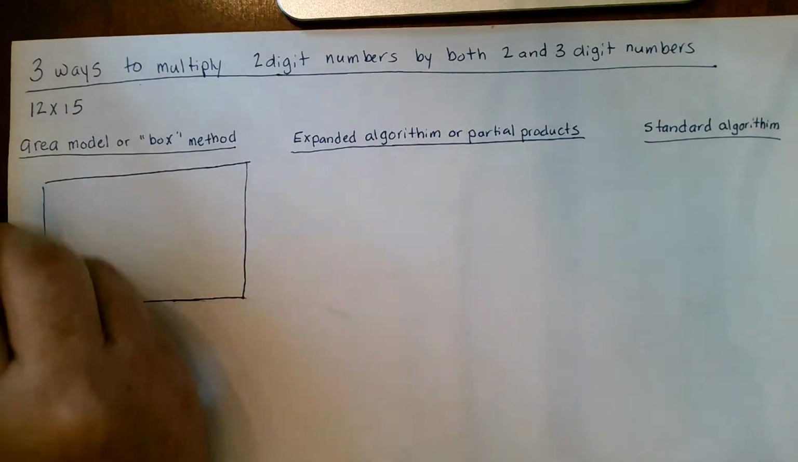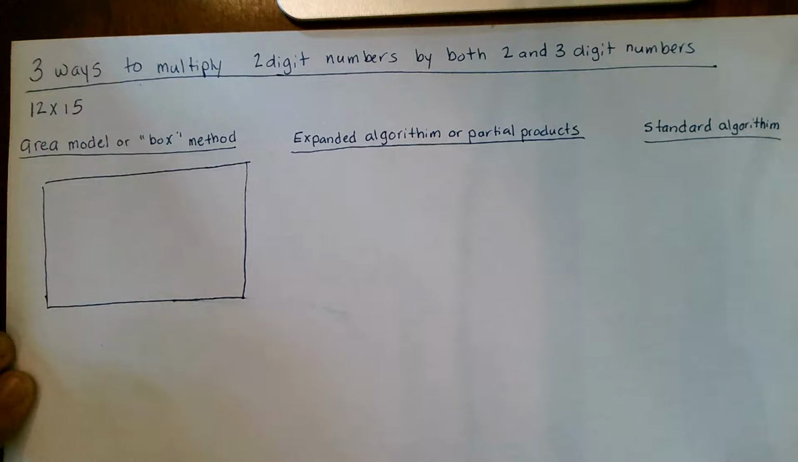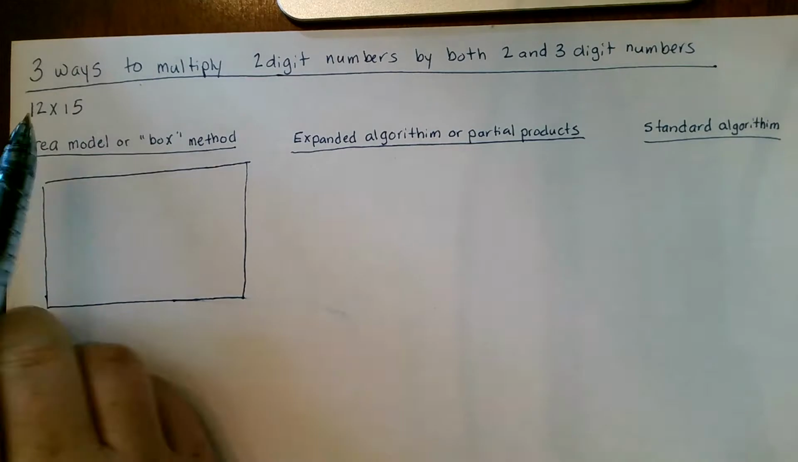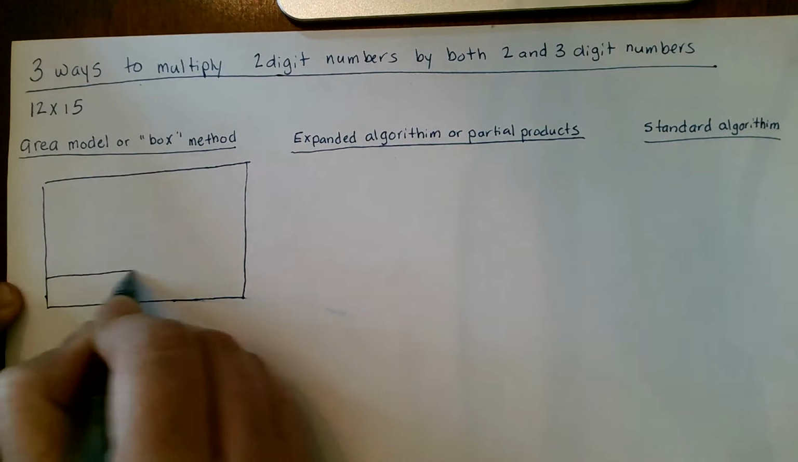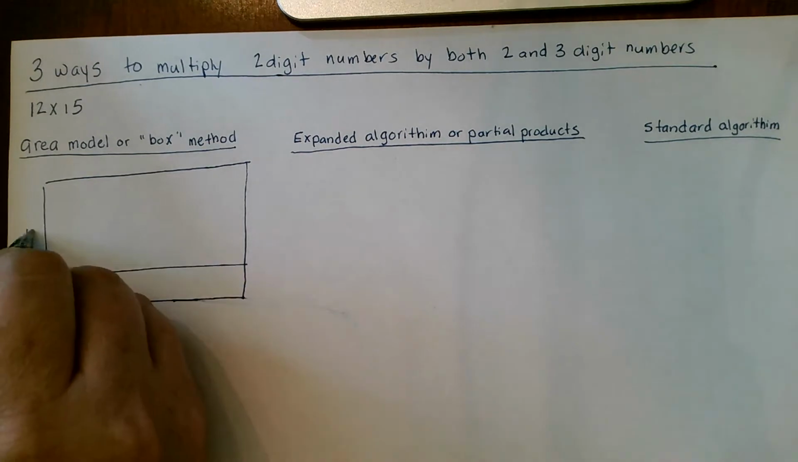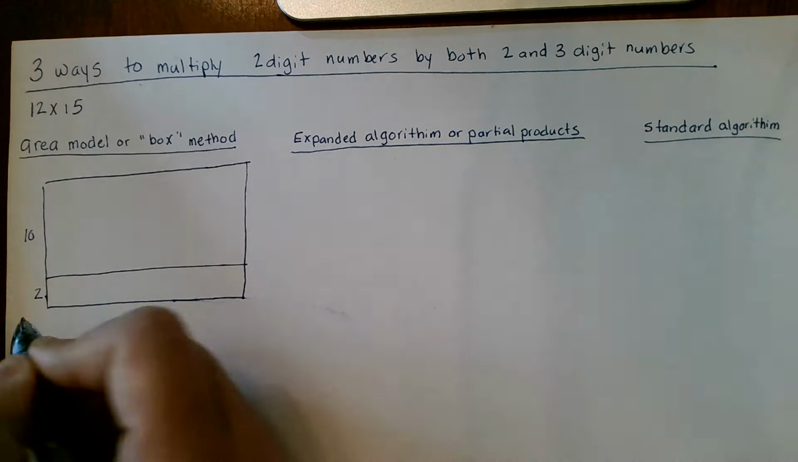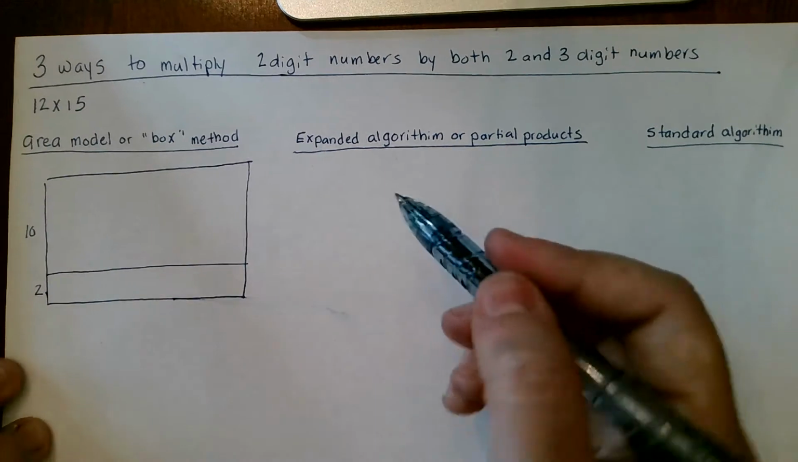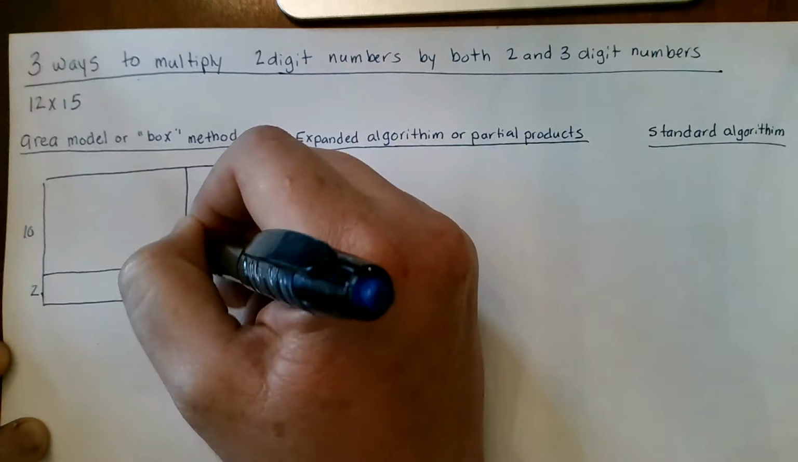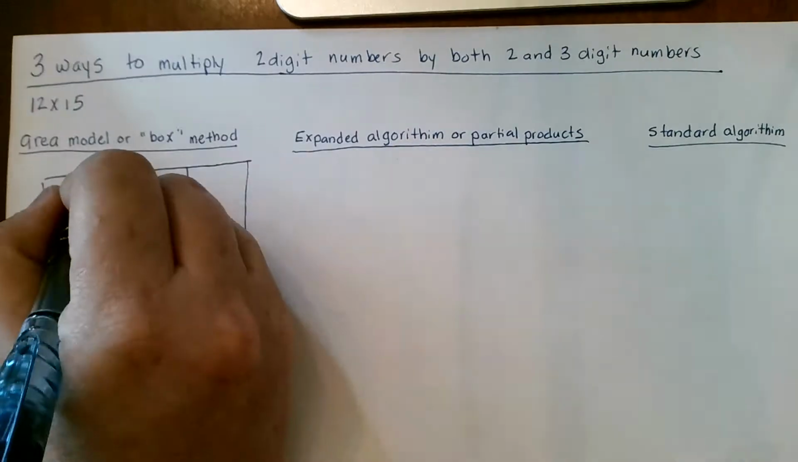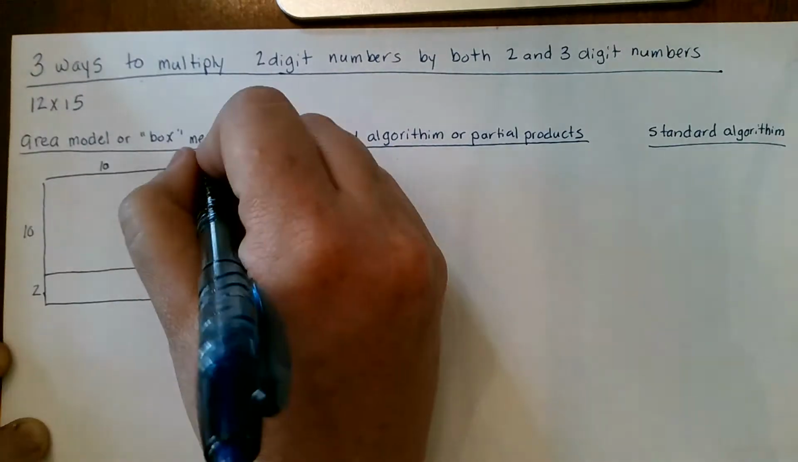And then we're going to be splitting our numbers up. So we're going to split our box very similarly. So we know 10 is going to be bigger than 2. So we're going to make that space bigger. And this is going to be 10, and this is going to be 2. And then the same thing, we know 10 is bigger than 5, so we're going to split that as bigger. So this will be 10, and this will be 5.